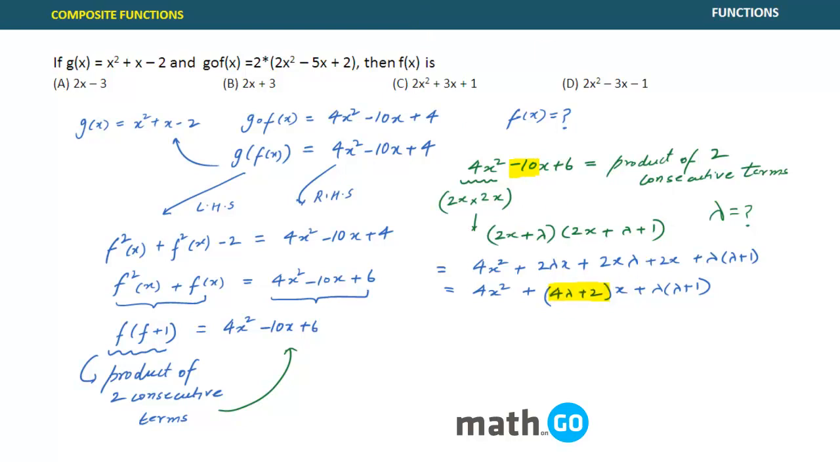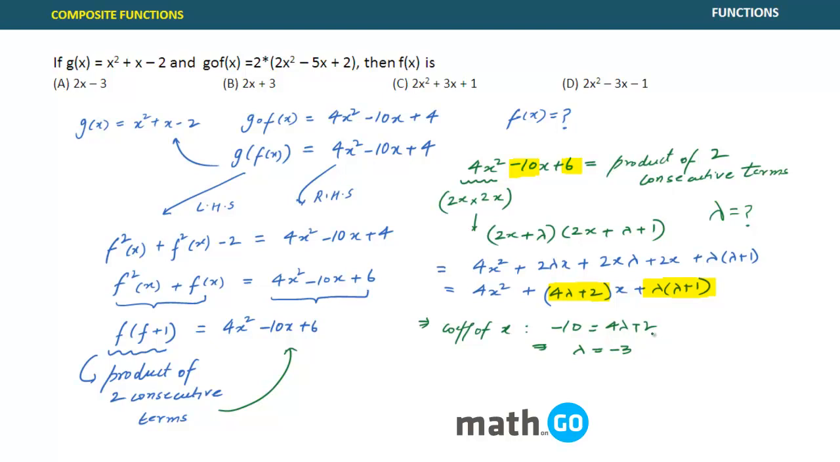Here it is 4 lambda plus 2. You can also say that here the coefficient constant is 6, and the constant is lambda into lambda plus 1. If I compare the coefficient of x, it would be minus 10 is equal to 4 lambda plus 2. What is the value of lambda that you will obtain from here? Very simply, lambda is equal to minus 3.